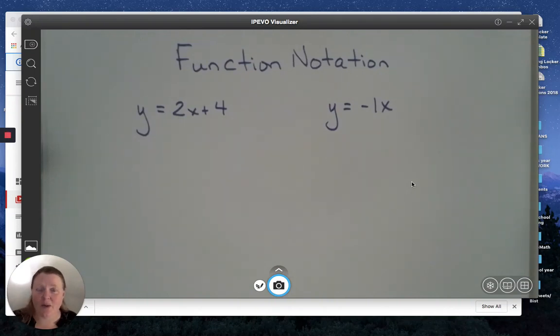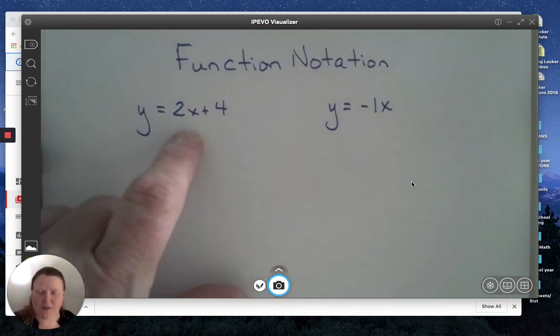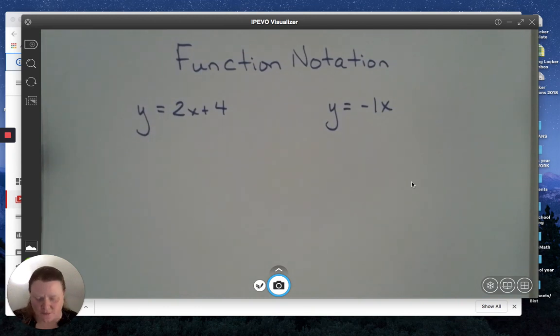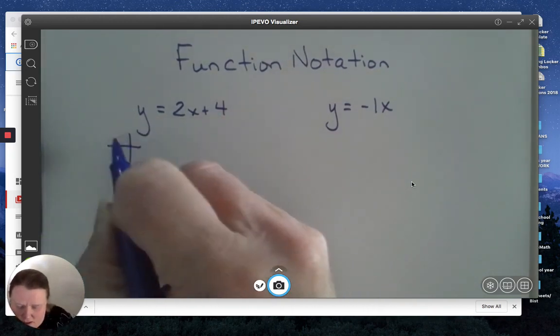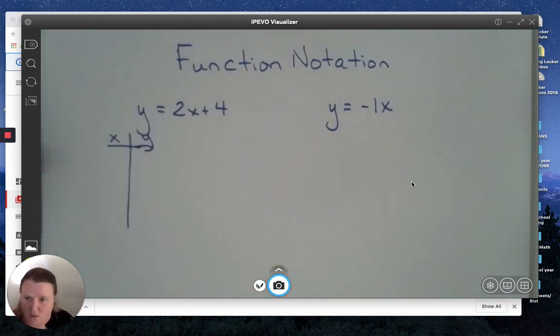Today we're going to talk about what function notation is. We're used to seeing equations written in this format, y equals mx plus b, or slope-intercept form. And there are times when we would fill out an input-output table, essentially a t-chart, where we would have our x input and our y output. And so we're going to do the same thing.